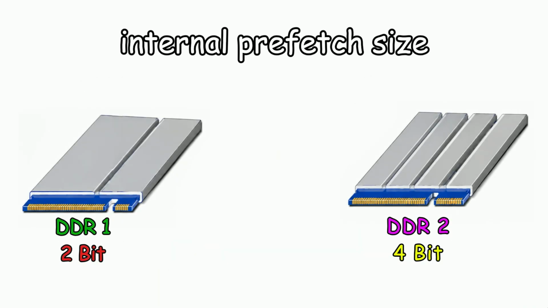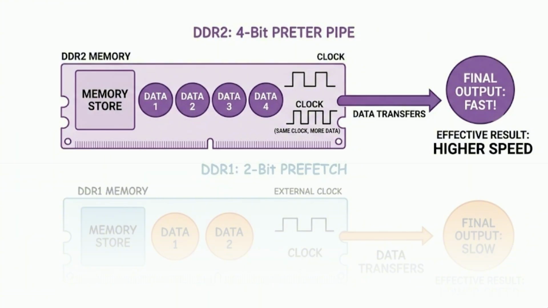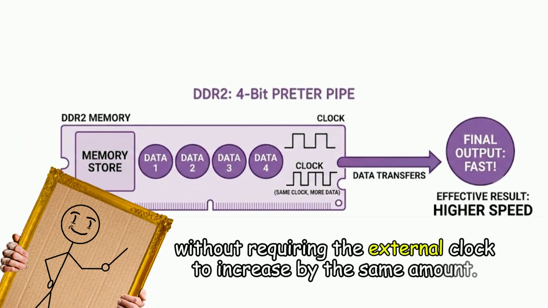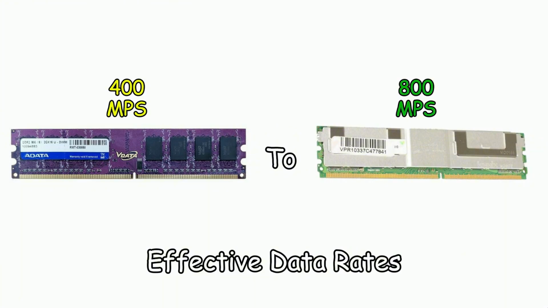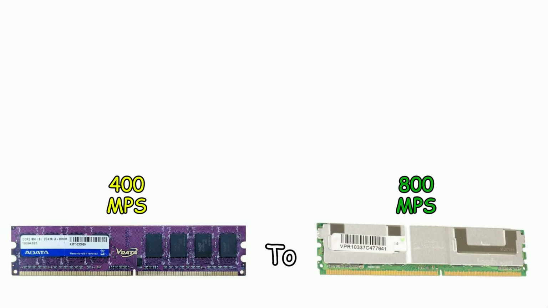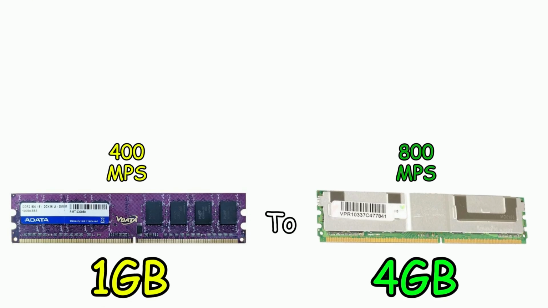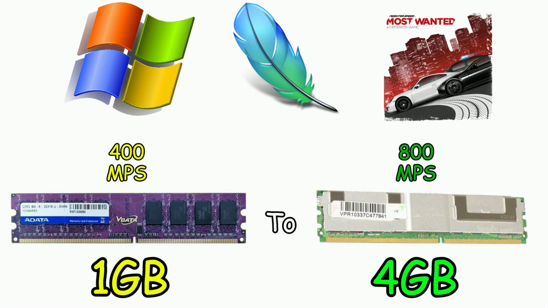DDR2 also increased the internal prefetch size from 2 bits in DDR1 to 4 bits. In simple terms, this allowed the memory to prepare more data internally for each memory operation, helping it achieve higher effective transfer rates without requiring the external clock to increase by the same amount. DDR2 commonly reached effective data rates from around 400 to 800 megatransfers per second, giving computers considerably more bandwidth than DDR1. It also supported larger memory capacities, which became increasingly important as operating systems, applications, and games became more demanding.